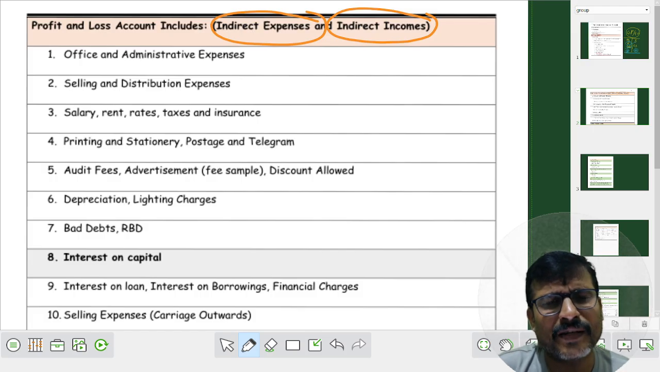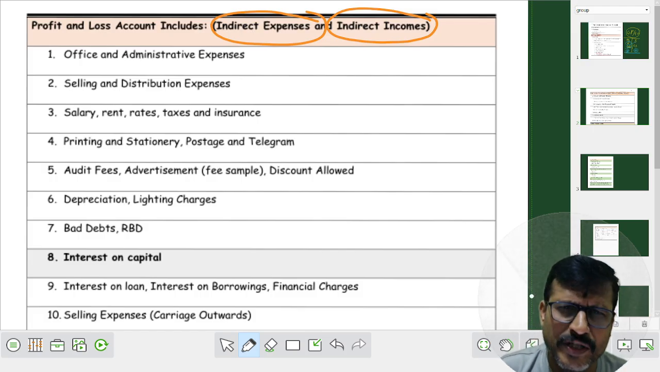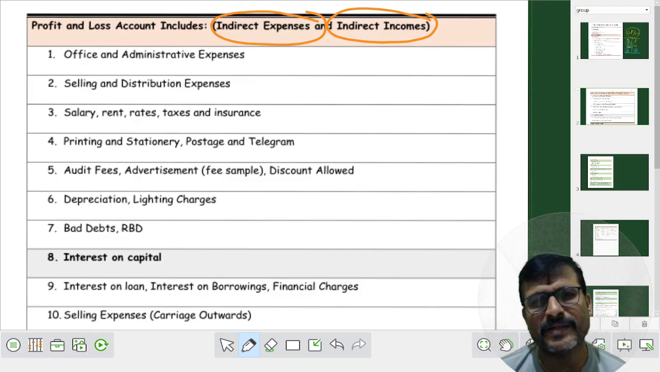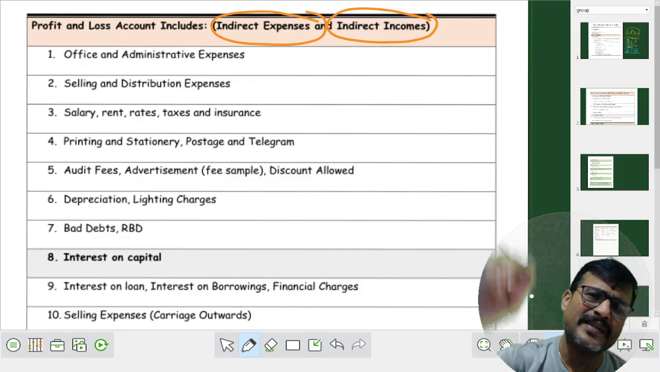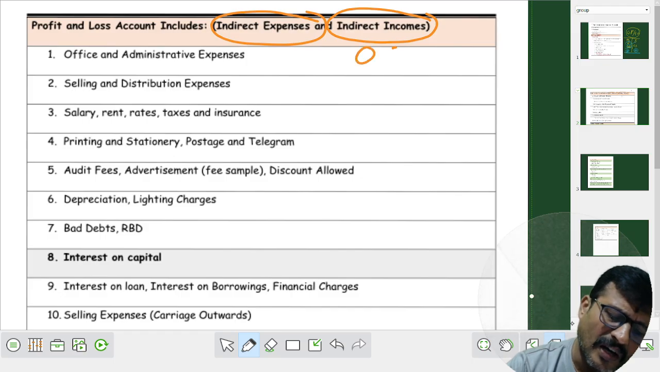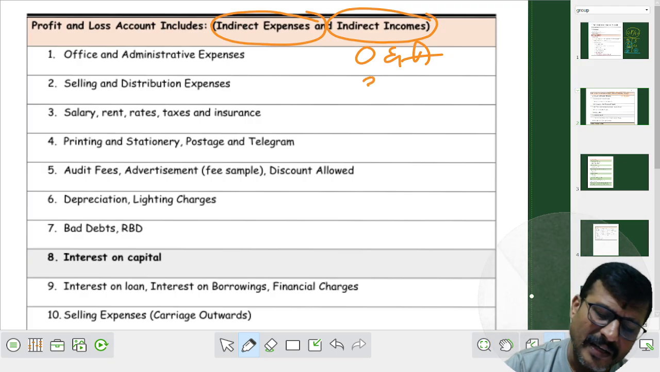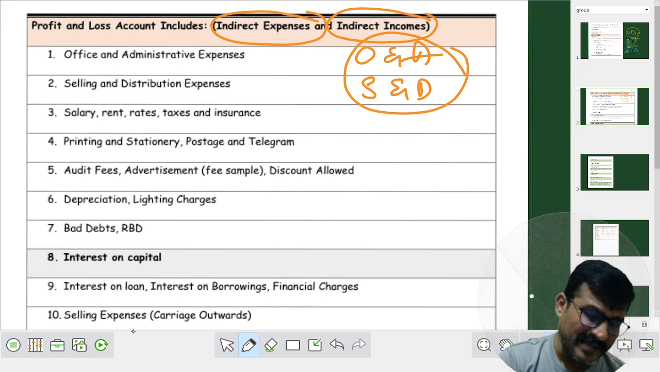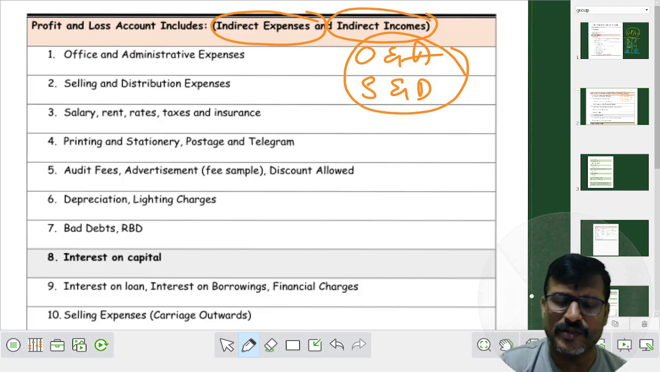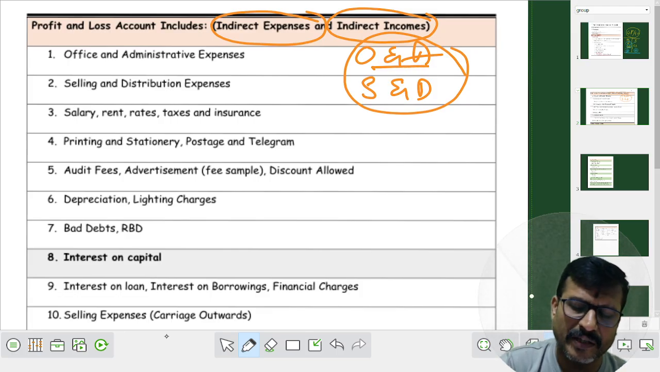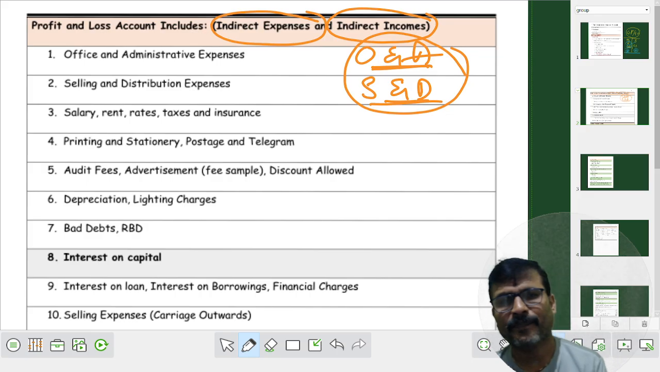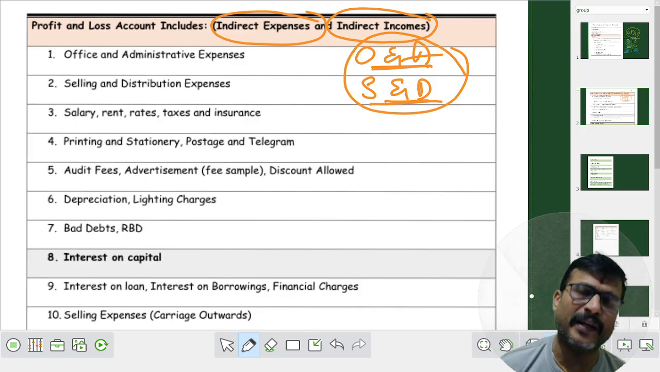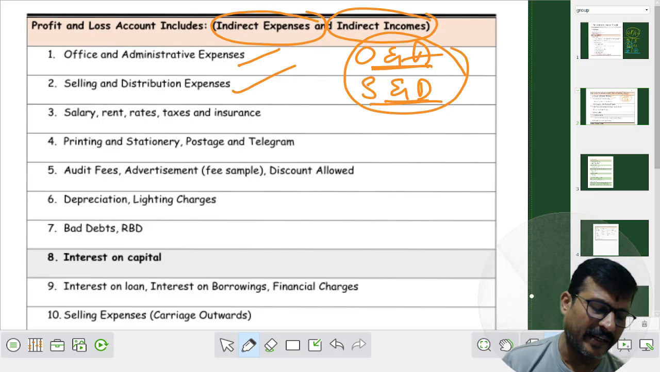What are indirect expenses and indirect incomes? Those expenses which do not come under direct expenses are termed as indirect expenses. Namely, indirect expenses include only two things: one is office and administrative expenses, another is selling and distribution expenses. Whatever the list I have typed here, in one way or the other, they come under any one among these two headings. But for your general knowledge, I typed separately office and administrative, selling and distribution.